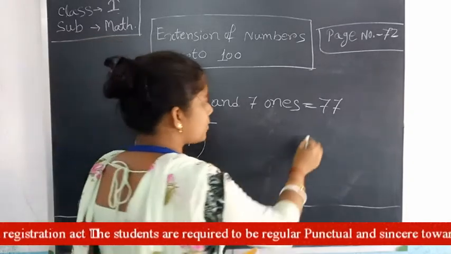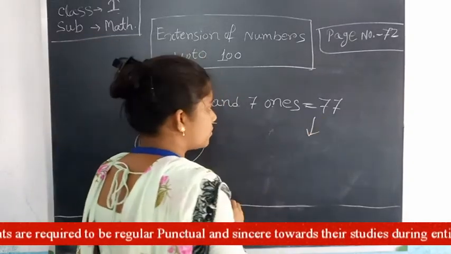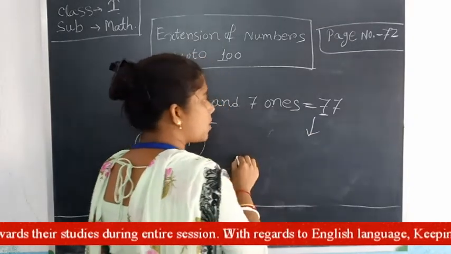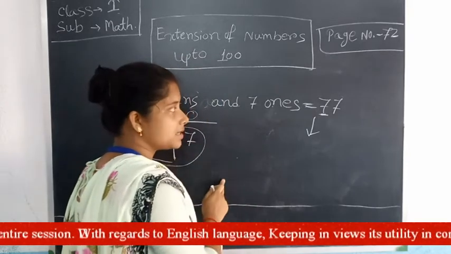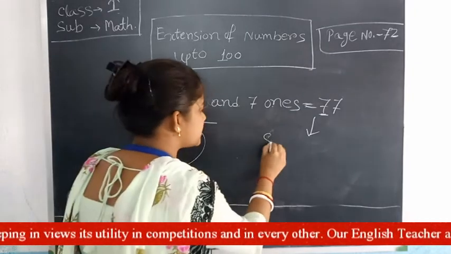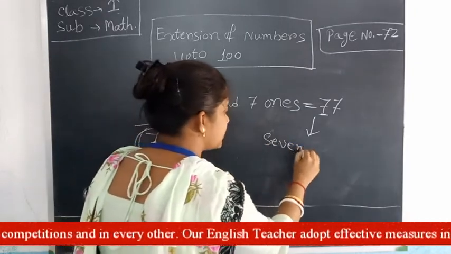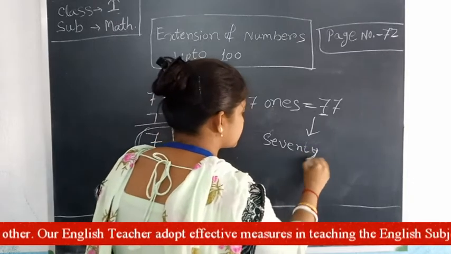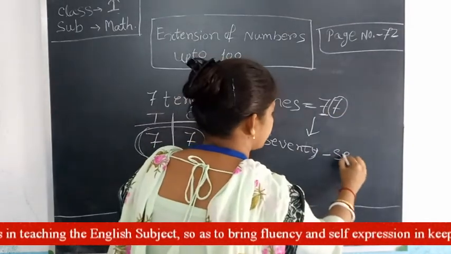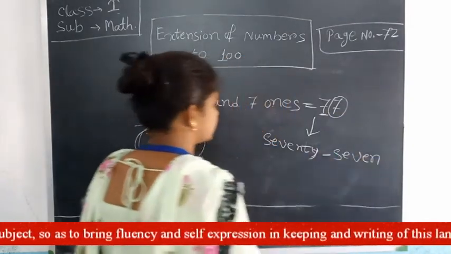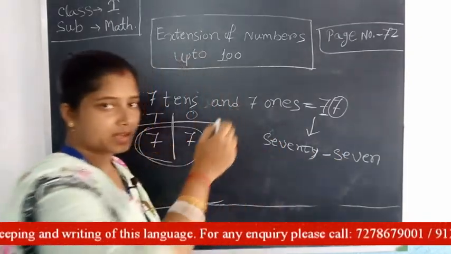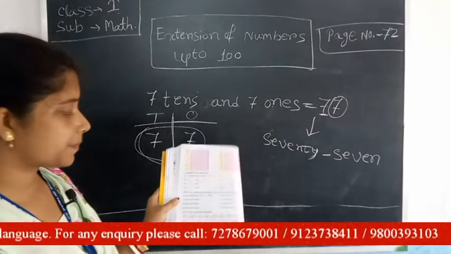Now you have to write the number name. What is the number name? Now see, the first digit is 7. So obviously the number is in the 70s group. So the first spelling is 70. And then the last digit is 7. So write here 7. The number name is 77. And similarly, you can fill all the blanks.